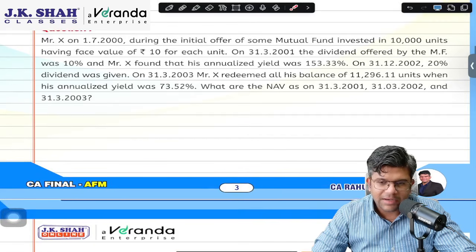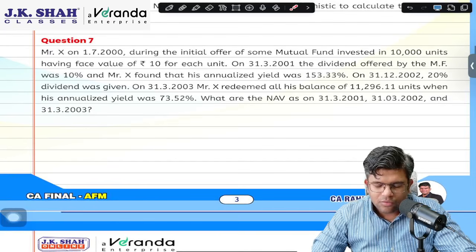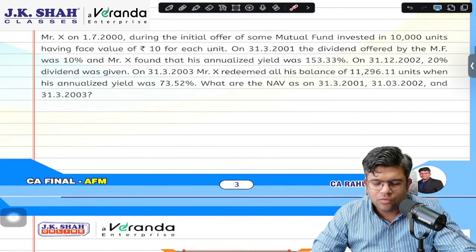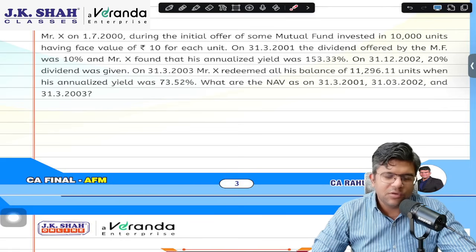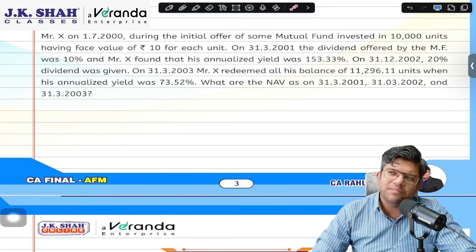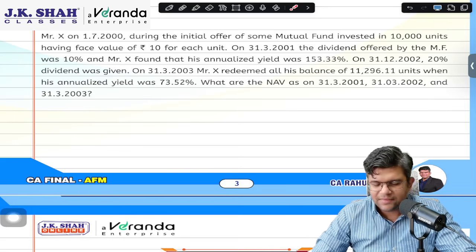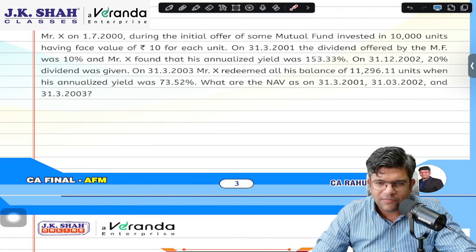Everybody clear till here? Now, moving on to the different types of plans. The first plan was a normal dividend plan. There was one plan called dividend reinvestment plan. There was a growth plan. There was a bonus plan. Everyone remembers everything, no? So no need to go into revision again. Yesterday only we have done.